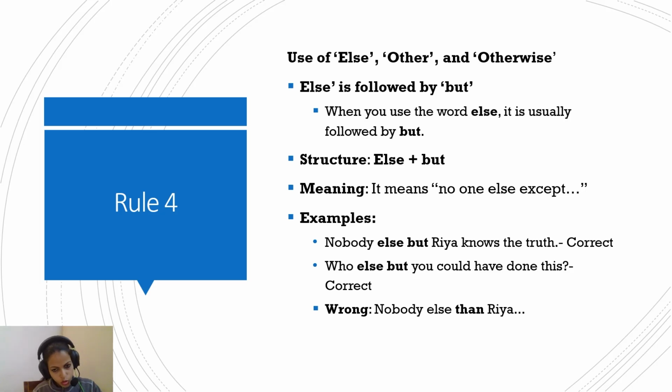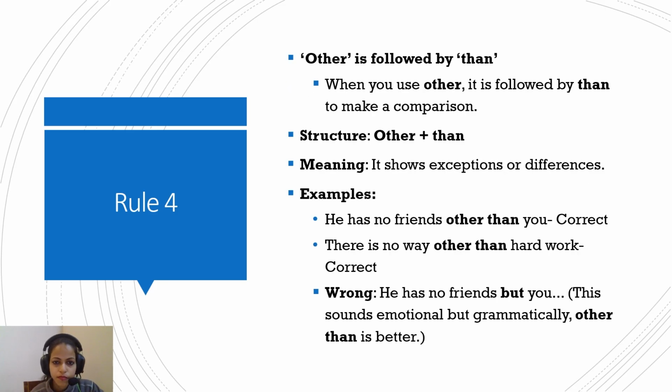So, every time you use the word else, you have to follow it with but. Similarly, who else but you could have done this? That means there is no one person, but you are that one exception who could have done this. So it is correct. A lot of times students say else than, which is wrong. Nobody else than Ria knows the truth. It would have been wrong. The else will always be followed by but. Else but. Okay.